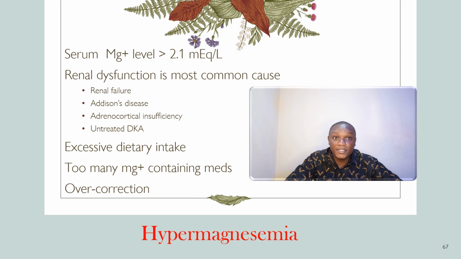Excessive dietary intake of magnesium can lead to hypermagnesemia. Too many magnesium-containing medications. There are medications that have a lot of magnesium. If you take a lot of them, you can end up with hypermagnesemia, and also overcorrection of hypomagnesemia. We said in hypo, we give magnesium sulfate. If we give a lot of it, you end up in a hypermagnesemia state.